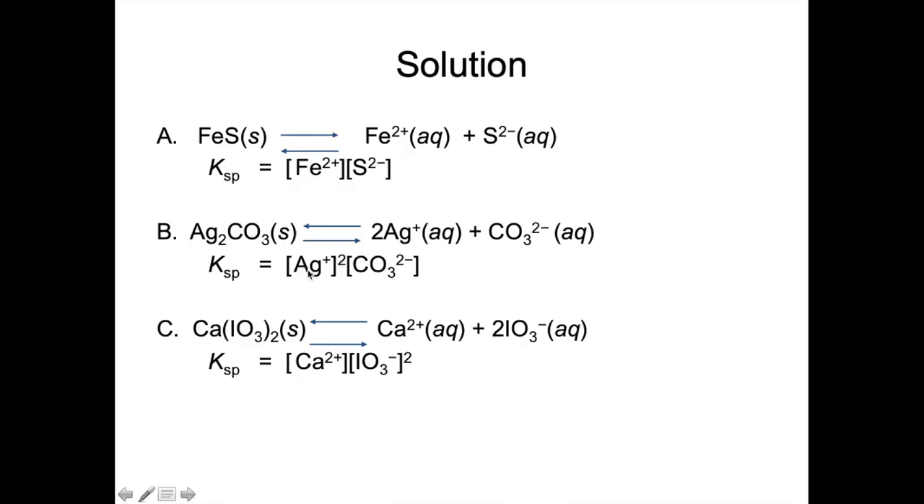The 2 that we're squaring our silver ions by does not apply to carbonate. Carbonate's just raised to the power of 1. Likewise, this 2 over here for iodate is just for that iodate ion. It's not for the calcium ion. Calcium ion's exponent is 1, which isn't really shown here.